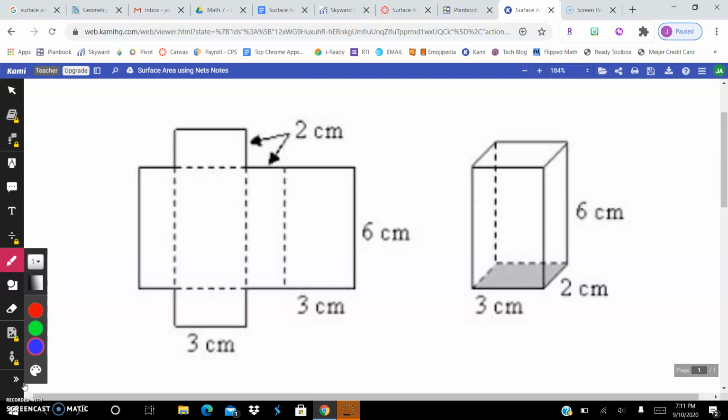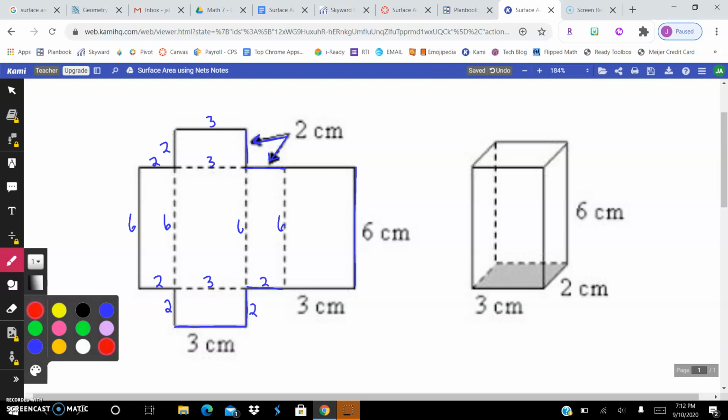So looking at this top here, this is 2 and this is 2. Well, if this side is 2, so is this side. And then the same thing goes down here at the bottom. That would be 2 and that would be 2. And then if this line is 2, this line here would be 2. And the same thing goes over here for this one and this one because they are the same. If this bottom is 3, so is that line, so is that line, and so is that line. And if this line is 6, so is this one, this one, this one, and that one.